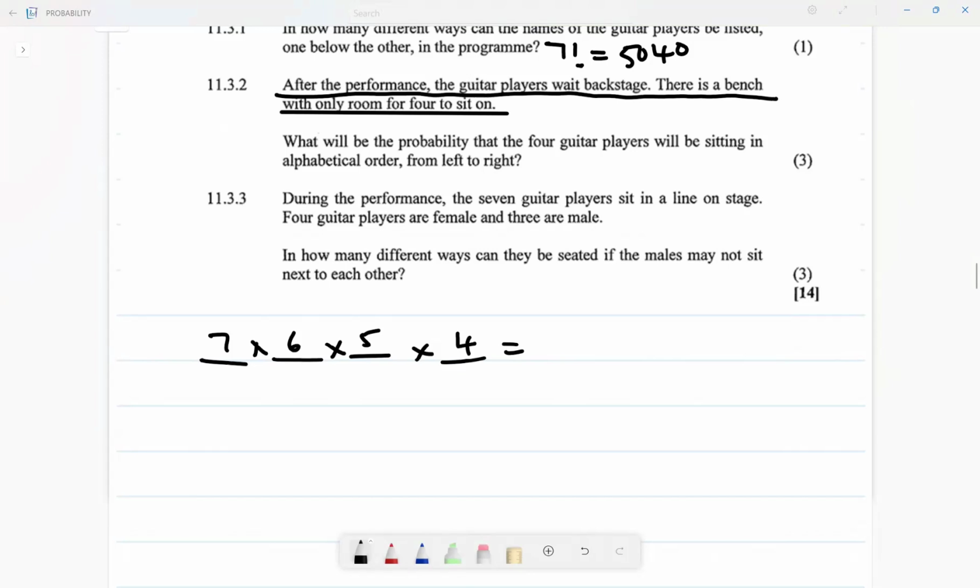It's how much? 840. Not 840, guys. So, yeah, 840.